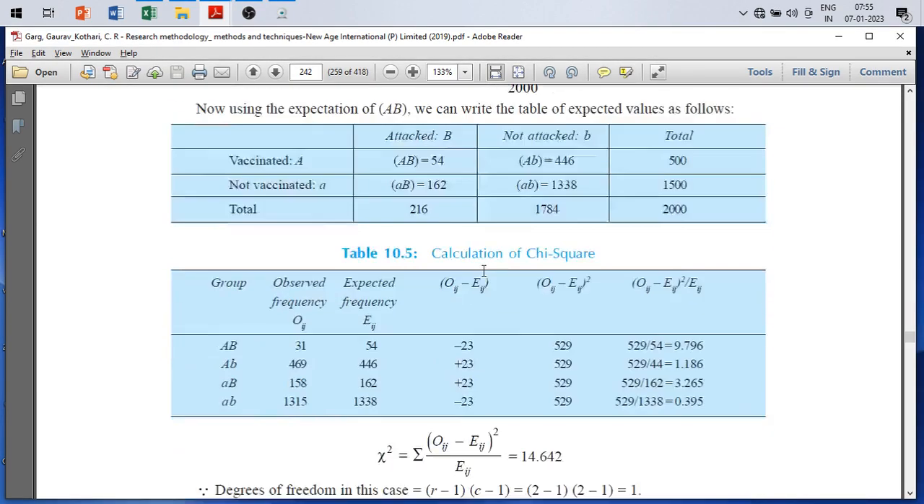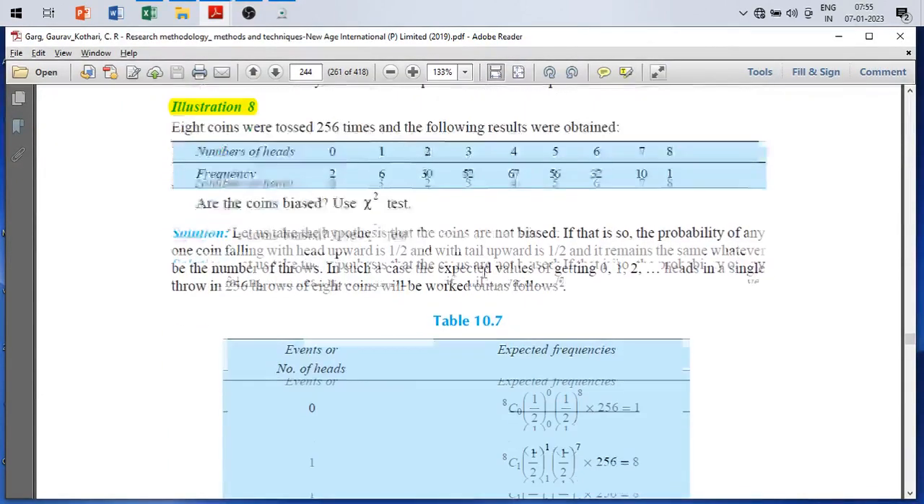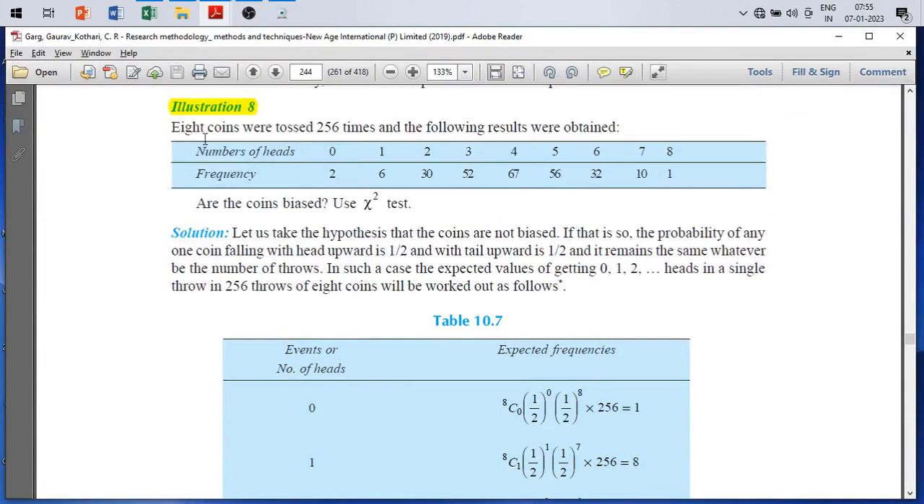And let us see, there is one more example, I think number 8. This question says 8 coins were tossed 256 times. Each toss had 8 coins, and the following results were obtained. Number of heads: 0 heads, we got 2 times, 1 head 6 times, up to 8 heads 1 time. And the question is, are the coins biased?